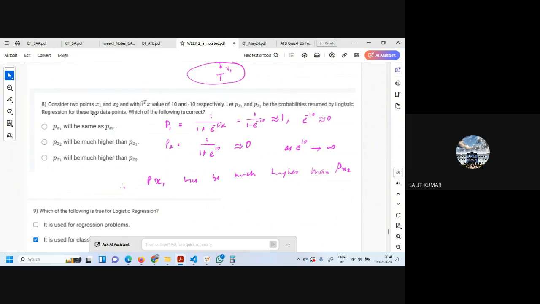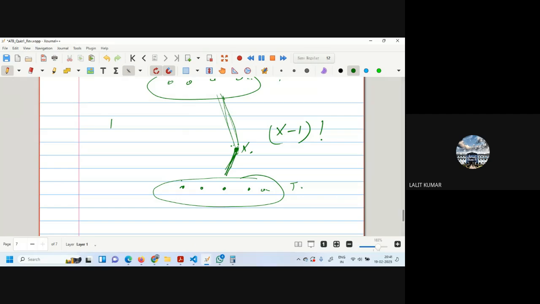Okay, consider 2 points x1 and x2 with the beta transpose x value of 10 and minus 10 respectively. Let p(x1) and p(x2) be the probabilities returned by logistic regression. Which of the following is correct? So we just have to find the probability using the formula. Remember that formula is 1 plus e to power minus beta transpose x. Okay, so if this is plus, this becomes minus. Just to cover certain basics of logistic regression, probability is equal to 1 divided by 1 plus e to power minus beta x.